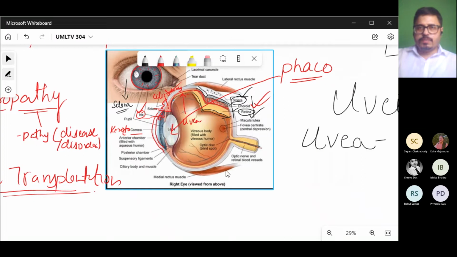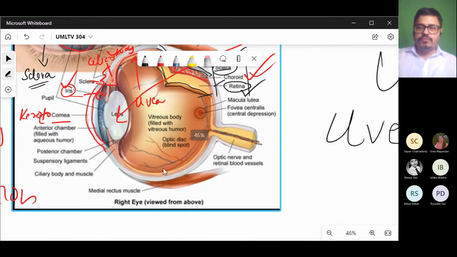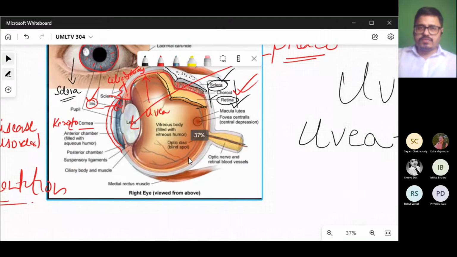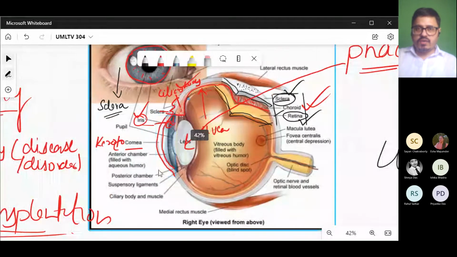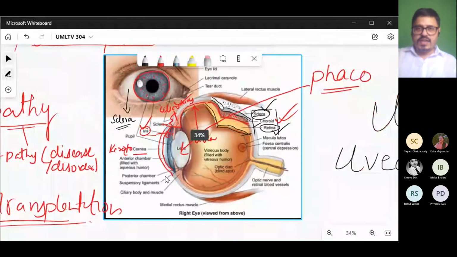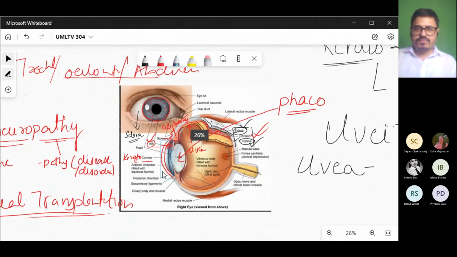That means, suppose somebody's optic nerve is damaged, or somebody is suffering from chronic uveitis, and that's how the person is getting blind. In those cases, the lost eyesight cannot be recovered by eye donation. But only in the case where the cornea is damaged, it can be replaced by a fresh cornea from a dead person. We can have corneal transplantation. Is the concept now made clear to you?